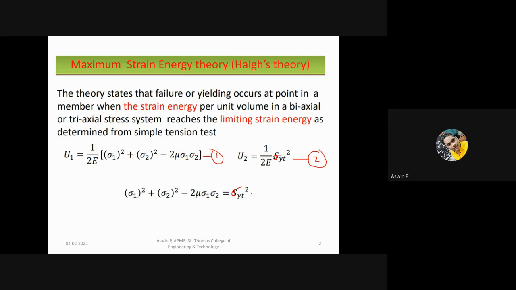This is the common equation. This is the basic equation in which factor of safety is not mentioned. You have to add factor of safety. If the question is factor of safety, you have to find out factor of safety. So you are going to write the proof of this theory.